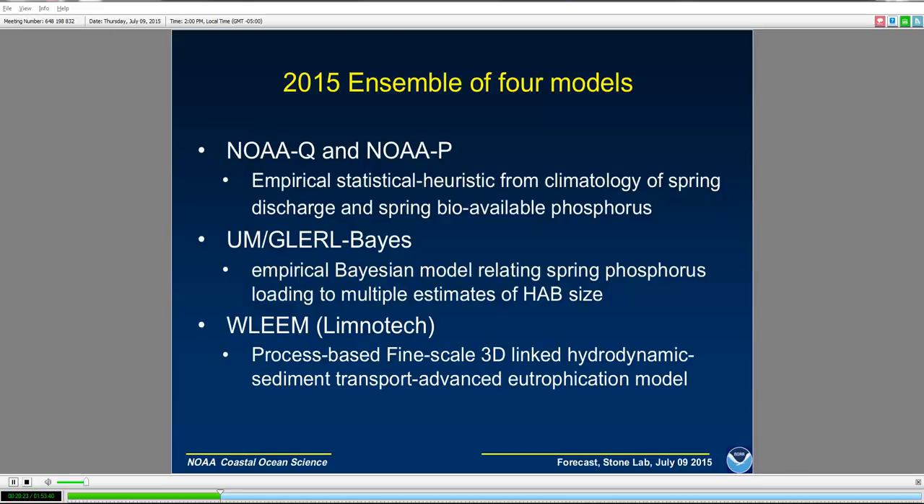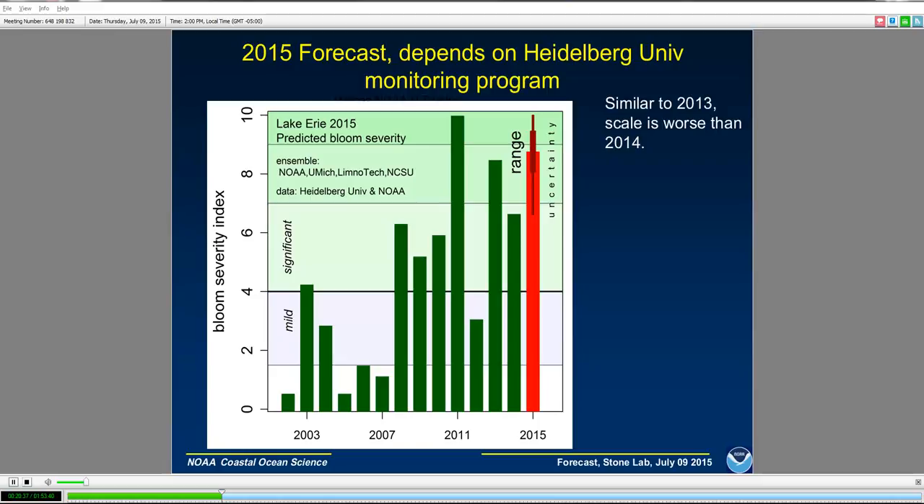So we have a deterministic model. We have three statistical type models, and they all use different aspects and different components. So that ensemble giving the same results is what really makes a difference, their consistency. So this graphic gives, I guess, the answer to the question of what's the forecast in 2015.